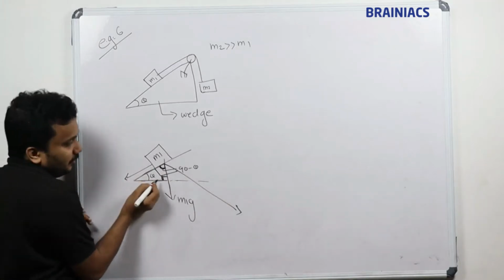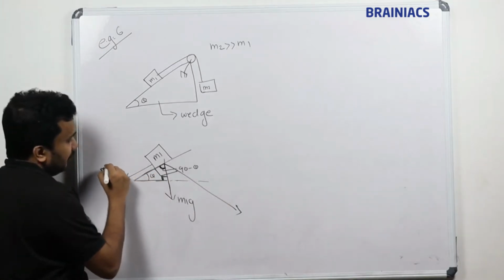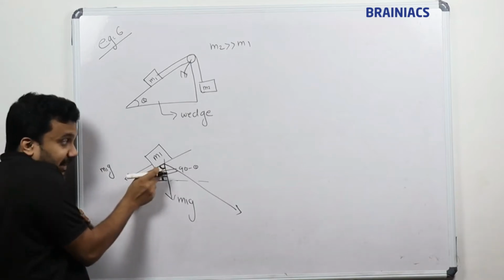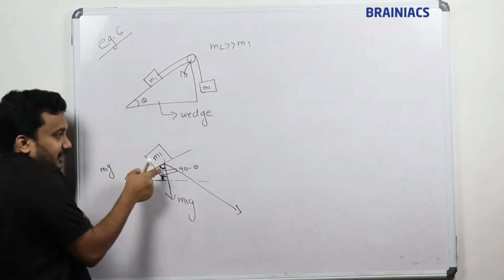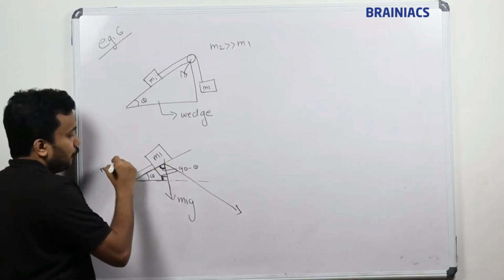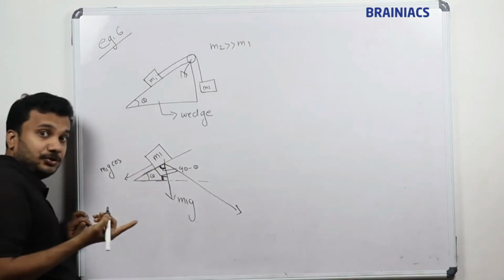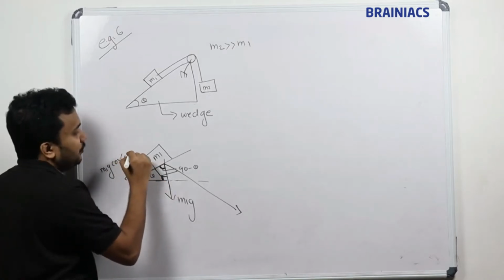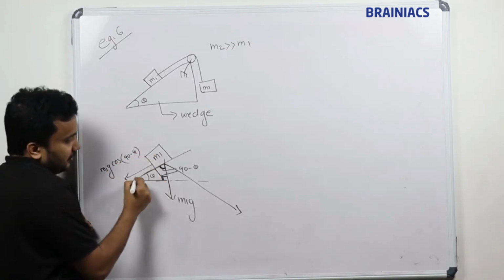So what is this side will come? This side will come m1 into g into the side nearer to theta. Here, instead of theta, what is there? 90 minus theta. So cos of the side nearer to theta is called cos theta. But what is theta here? 90 minus theta. So this is one side.